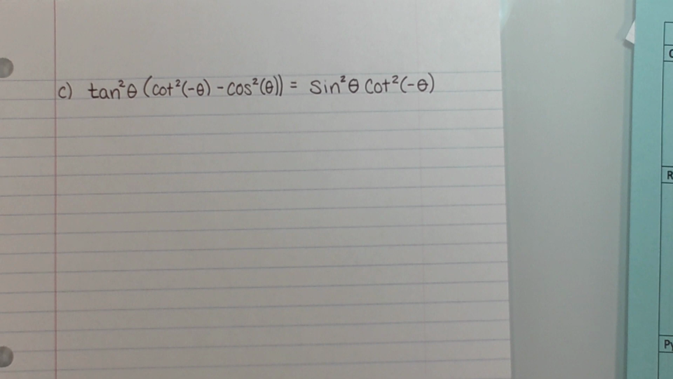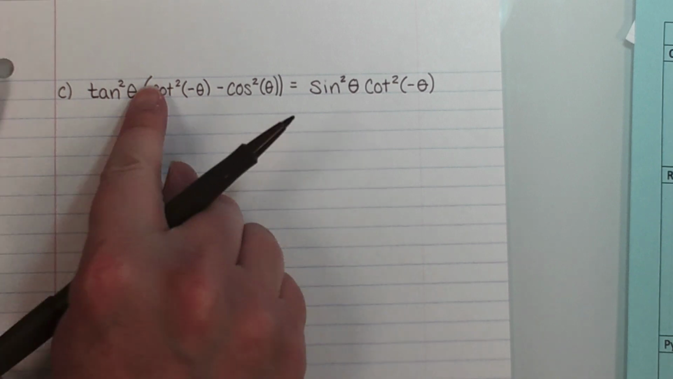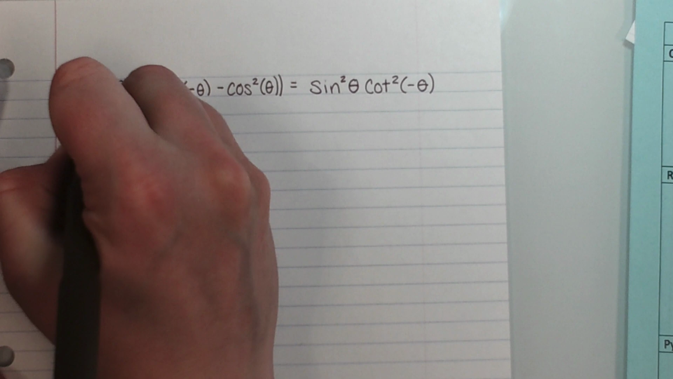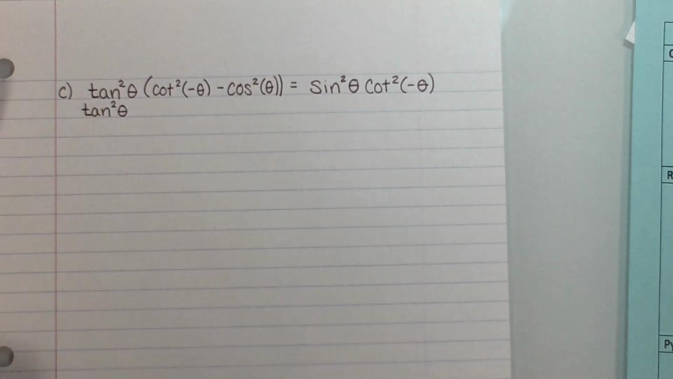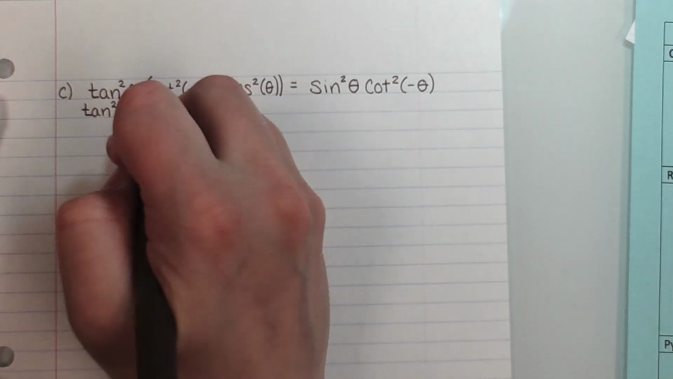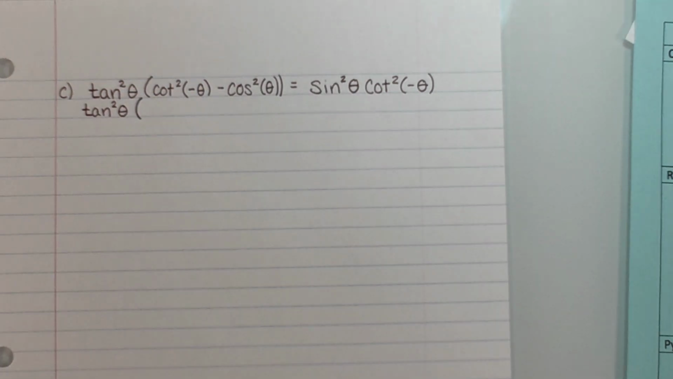First thing we should be checking? The angles are the same, are they? No, so we got to deal with that first. Cotangent of a negative theta is negative cotangent theta, but here's the thing. That squared can mess with things a little bit.